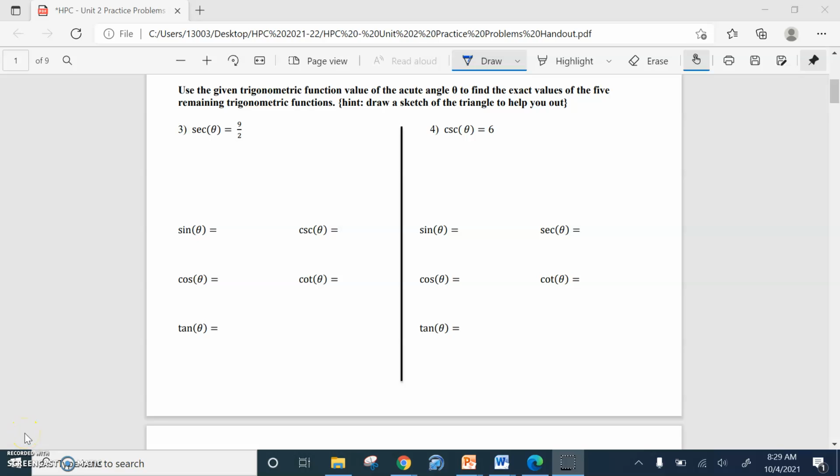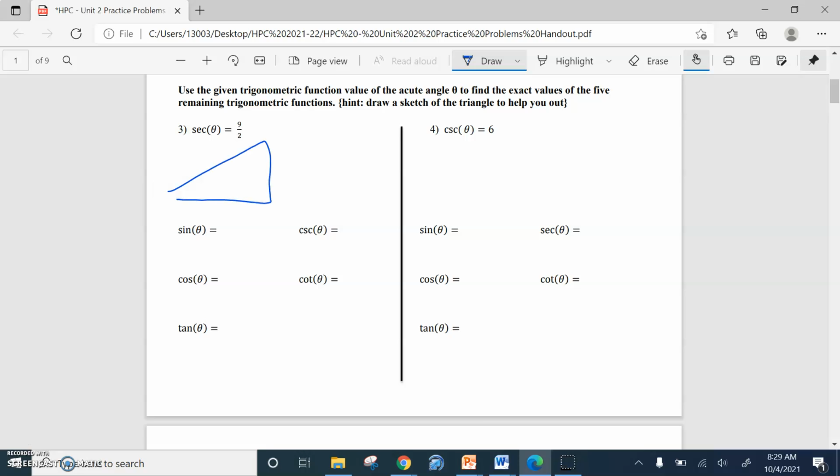Okay, for video 2 here, we've got problems 3 and 4 in 2-1. The only difference between questions 3 and 4 and the first two is that we have to make our triangle. We have to create and draw out the triangle first. So let's do that.